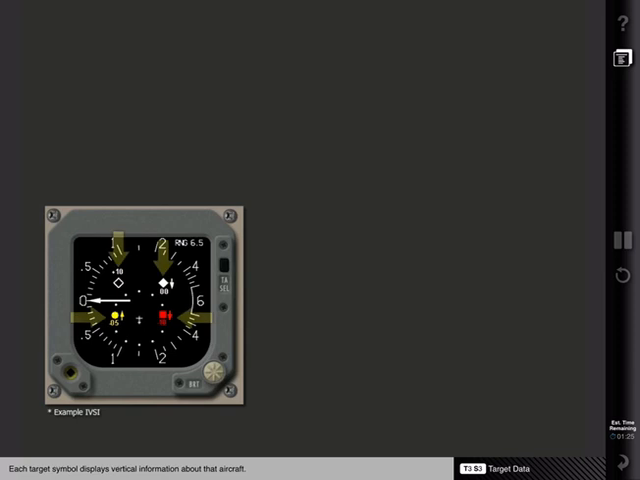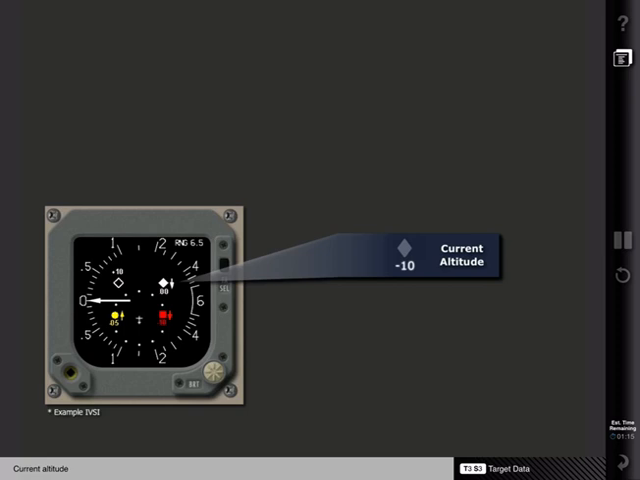Each target symbol displays vertical information about that aircraft. This information includes current altitude and vertical trend.